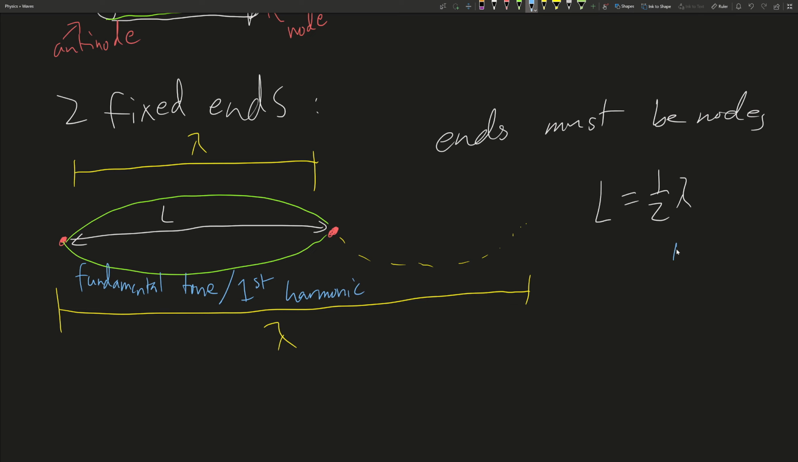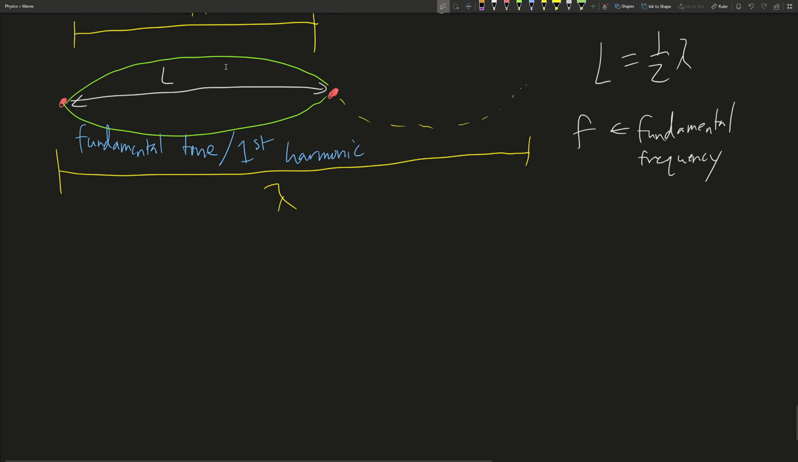And then this is the fundamental frequency. This is the fundamental wavelength. The frequency, let's just call this F. Maybe you can write F subscript 1. This is the fundamental frequency. And this is the frequency again. It's the lowest frequency where the wave fits on this string with two nodes.